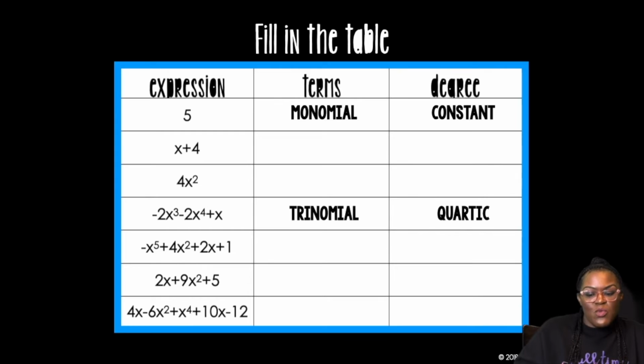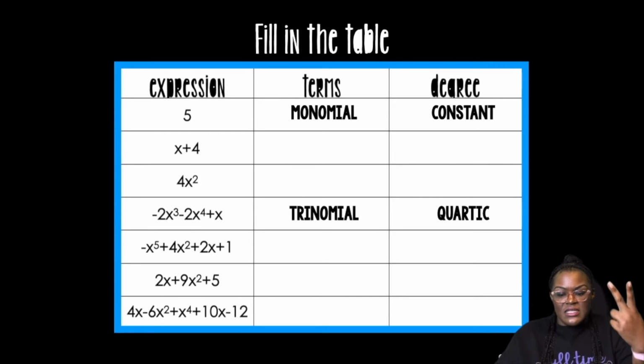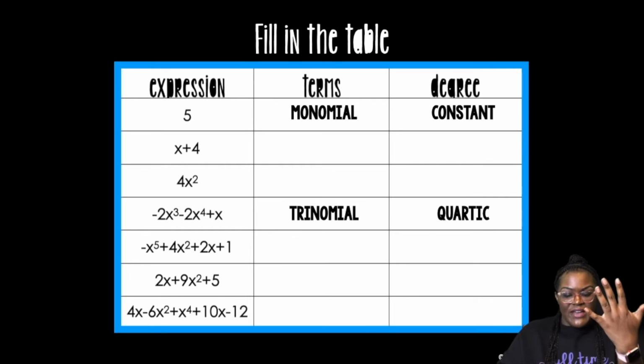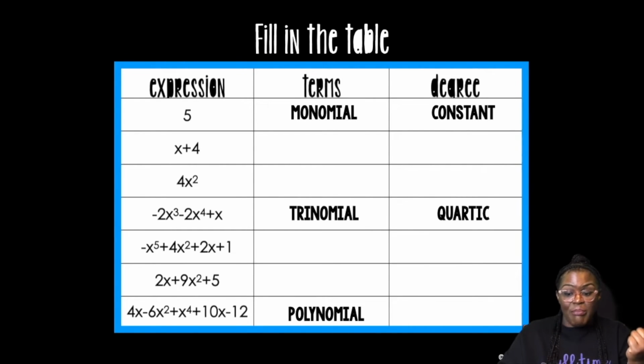Let's do the bottom one, 4x minus 6x squared plus x to the 4th plus 10x minus 12. How many terms is it? We have the 4x, the negative 6x squared, the x to the 4th, the 10x, and the negative 12. So that's 5 terms. When it's 5 terms, I just call it a polynomial, okay? The degree, remember, is the highest exponent. They're out of order because they're trying to trick you, right? The highest exponent is 4, so I call that a quartic.